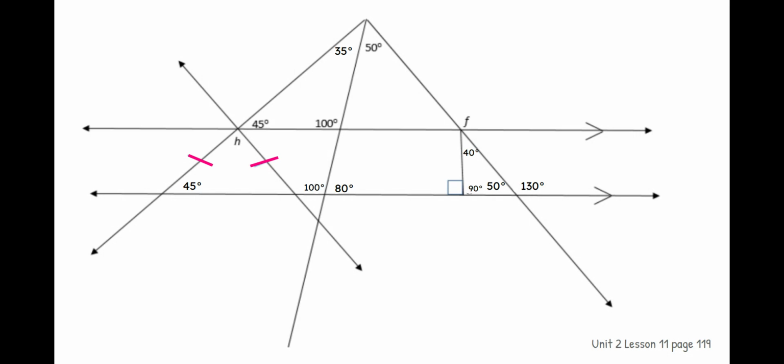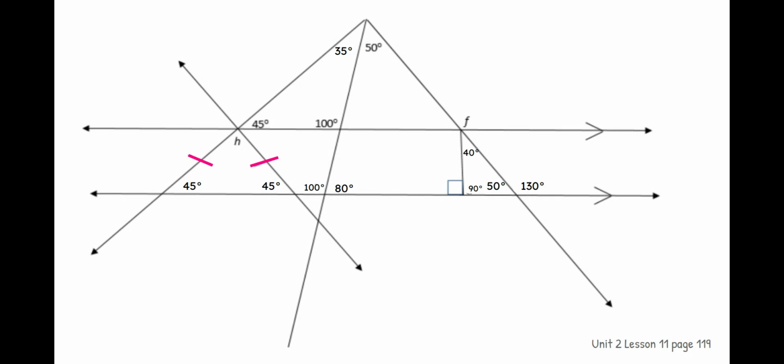For angle H, we are looking at an isosceles triangle. These two marked sides of the triangle are congruent. Therefore, the base angles are also congruent, and this angle is 45 degrees. Again, we weren't asked to find that angle measure, but it's going to help us find H.